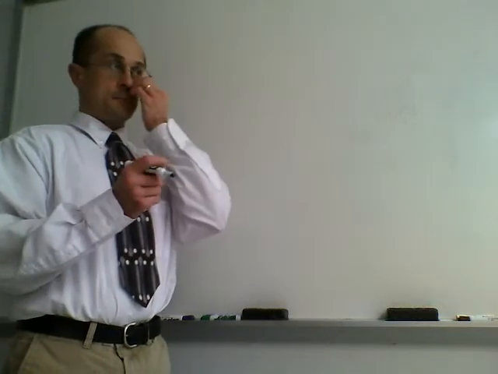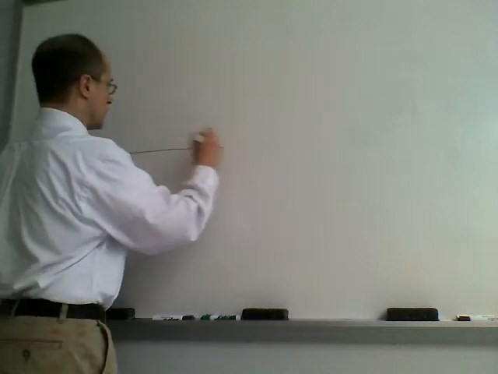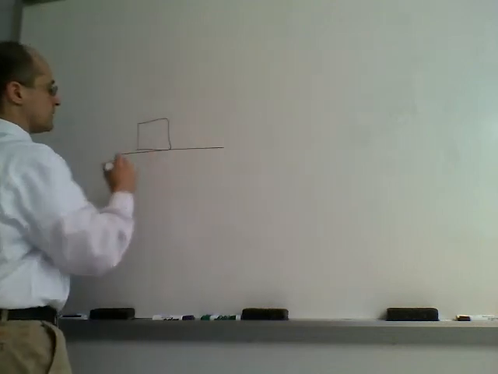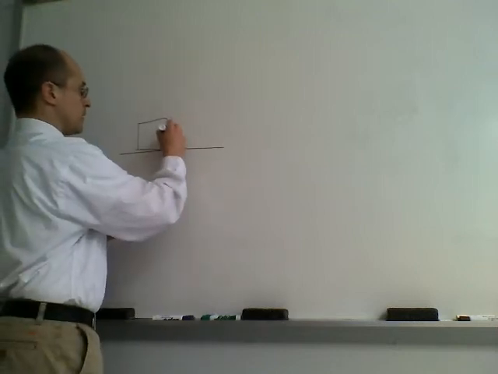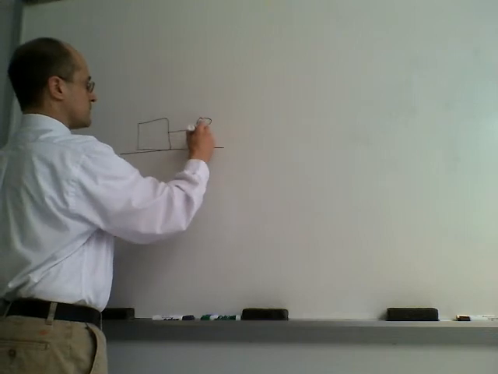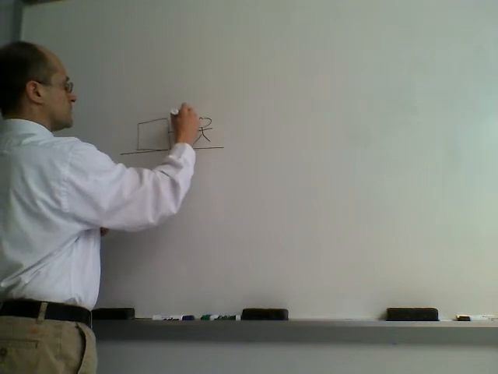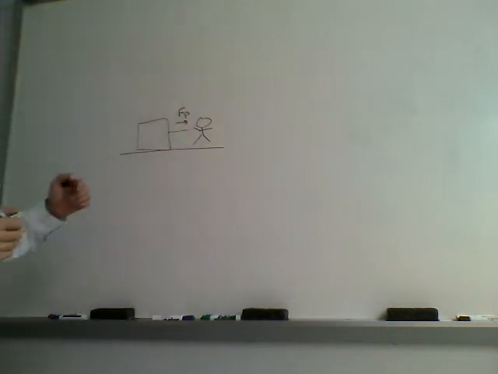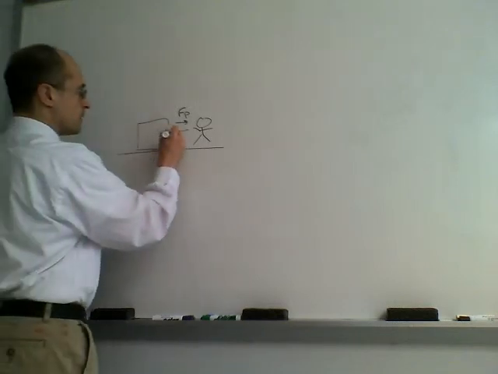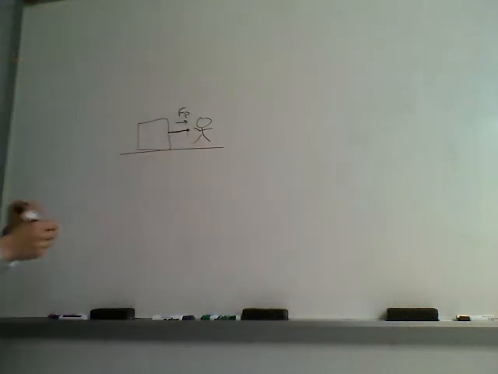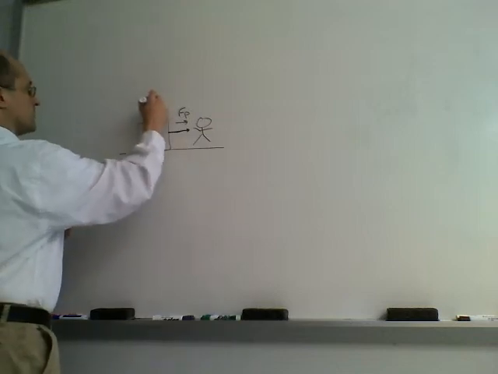Okay, what we want to look at in this example is a box on a flat surface, with a rope attached to the box, and we pretend that someone is pulling on the box, so there's some force of a pull. Let's say the force is applied perpendicular to the flat surface of the box.